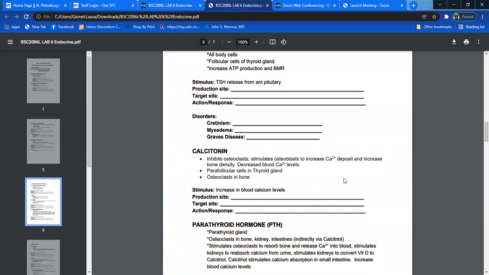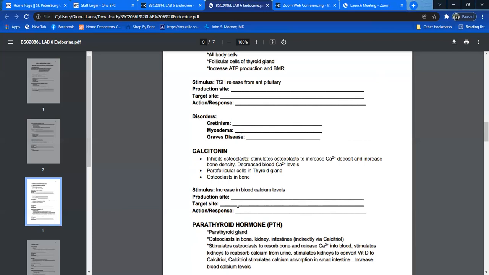Okay, then we go on to calcitonin. Now, calcitonin and parathyroid hormone, these are review hormones. We learned this in A&P 1. So the stimulus for calcitonin is an increase in blood calcium levels. The production site are the parafollicular cells in the thyroid gland. We'll look at those slides and I'll distinguish follicular versus parafollicular for you when we get to the images. Right now, we're just filling in the sheet.